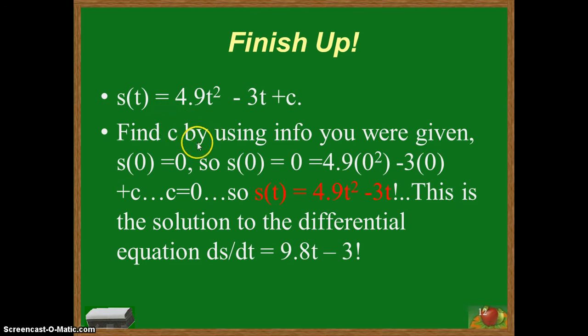Okay, how do we find c? I was told that the initial value at time 0 of s is 0, so plug that in. I get 4.9 times 0 squared minus 3 times 0 plus c. c must be 0, so the solution in this case is s of t equals 4.9 t squared minus 3t. This is really the solution to the differential equation ds dt, which is v of t, and it's 9.8t minus 3.